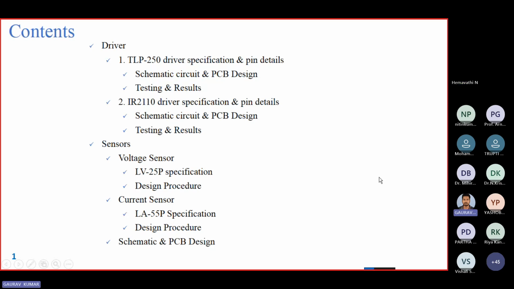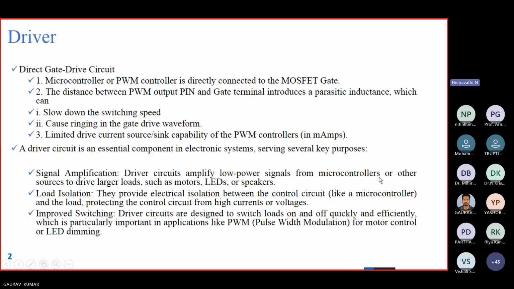Moving to the next slide, driver. Why is a MOSFET gate driver required? When we have to turn on or turn off any MOSFET switches or IGBT switches, we want the driver circuit because the microcontroller or the Arduino board which we are using for the PWM pulse generation actually produces an output of around 3 volt or 5 volt. But it is not sufficient to drive the MOSFET or IGBT switches. So that's why driver circuit is needed.